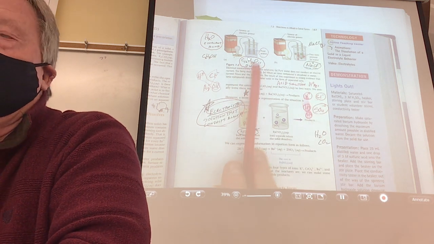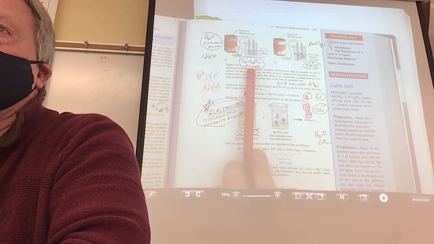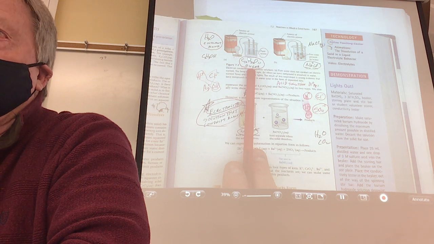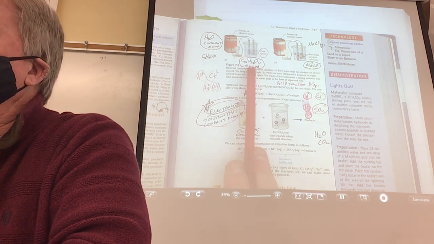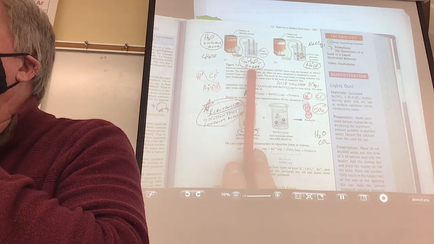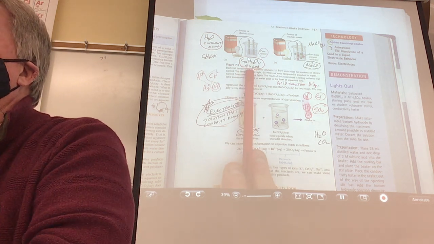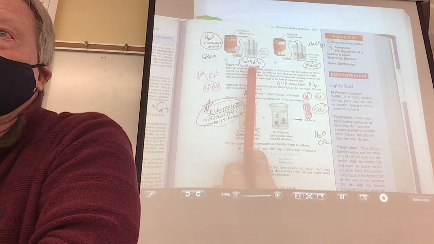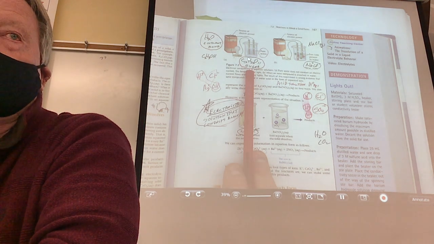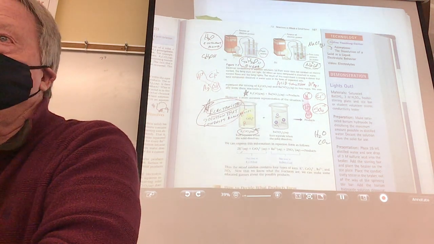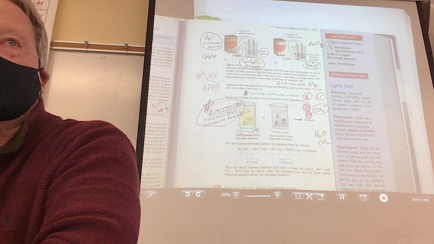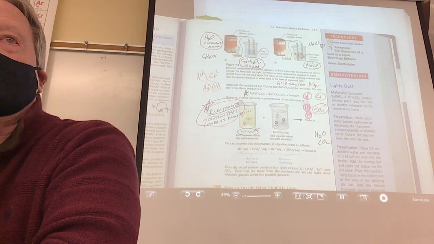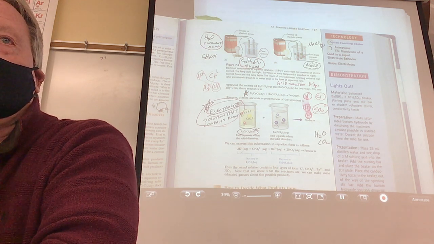Here's a hard question. What if I made sugar water? I just got done describing to you why sugar dissolves in water. Will it be an electrolyte? Is sugar water an electrolyte? All right, Ty, I haven't talked to you all day. What do you think? This is a hard question. Do you think sugar water is an electrolyte?